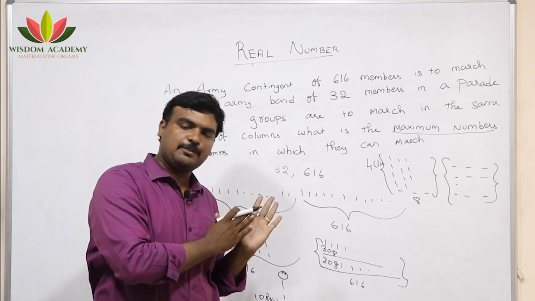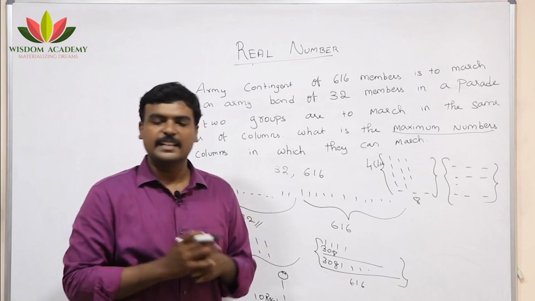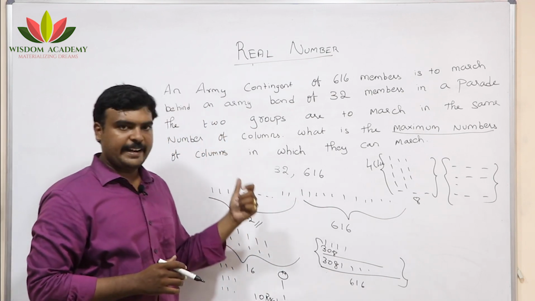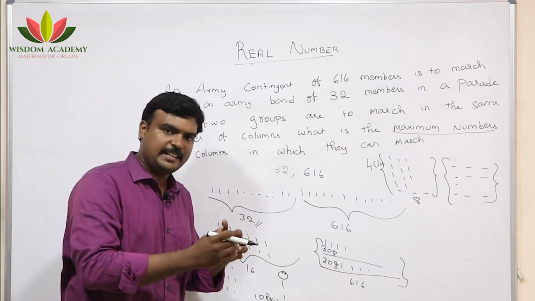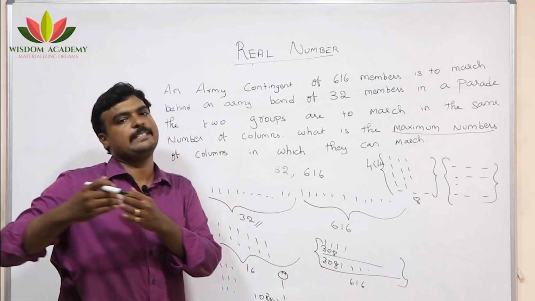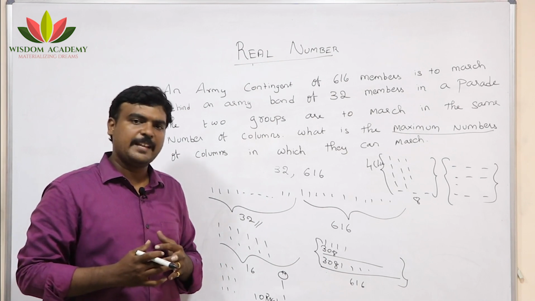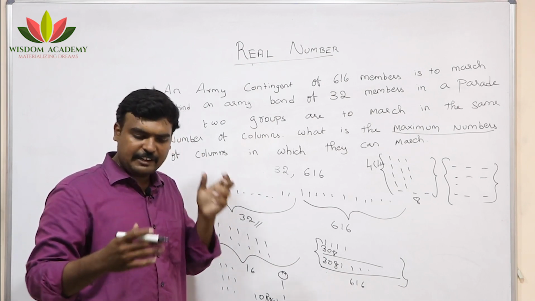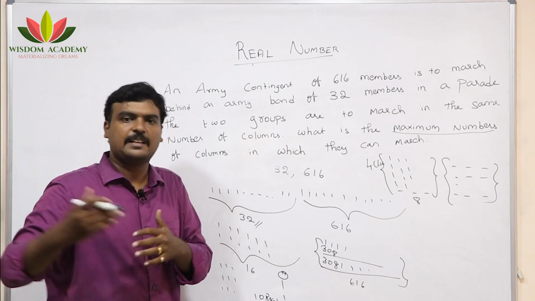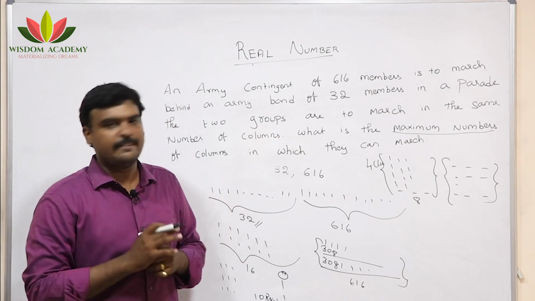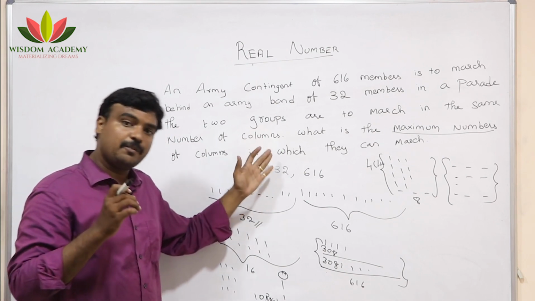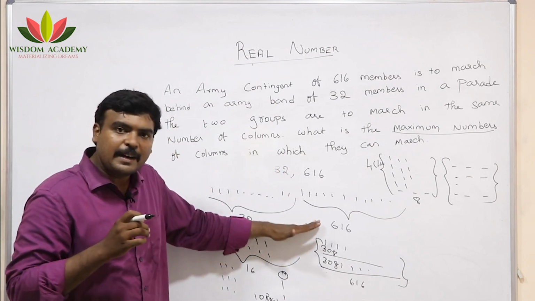To find the HCF of these two numbers, we can go for Euclid's division lemma. Once again, I will explain this. See, in a military parade, 32 members have to go in front, that's the music band, and 616 members have to follow. And we want to form perfect rows, that is, there should be no remainder. So we cannot form a row with 2 members and 1 remaining or 2 remaining. That kind we should not form. So the obvious thing is we want to form the rows using the common factors.